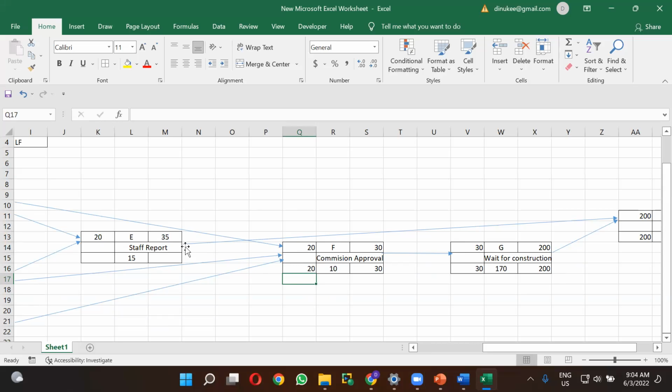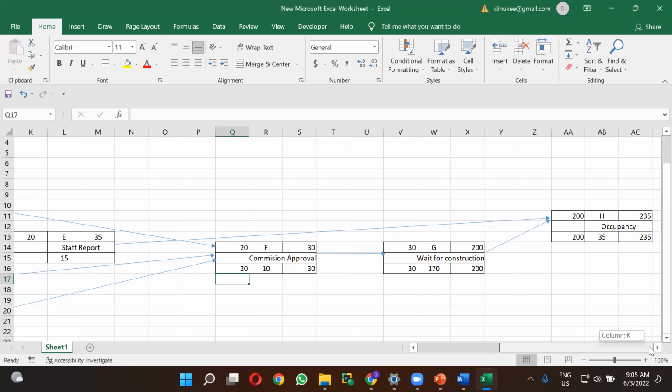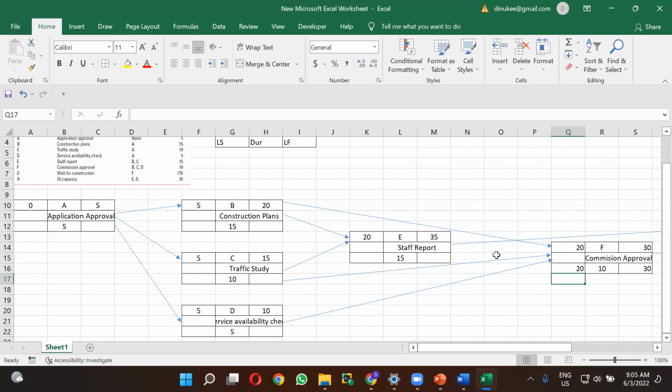For the E activity as well, you can see there is only one arrow. Am I right? For the E activity, there is only one arrow coming. Right. So as one arrow is coming for the E activity, you can take the late start time of the activity H. The late start time of the activity H is 200, and this 200 is coming as the late finish time of E. So it is 200.